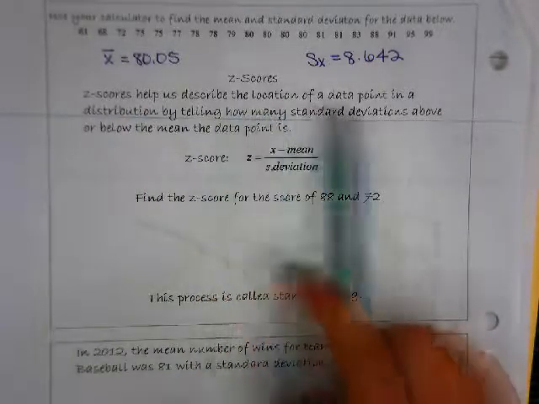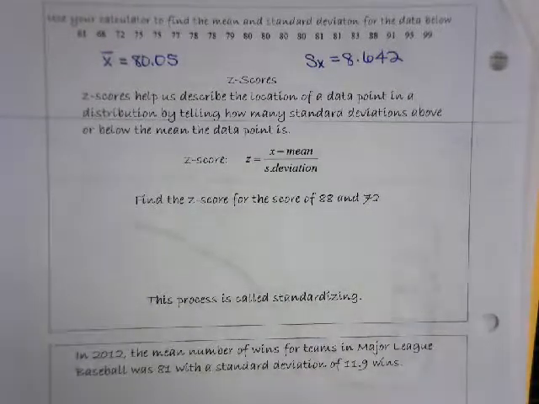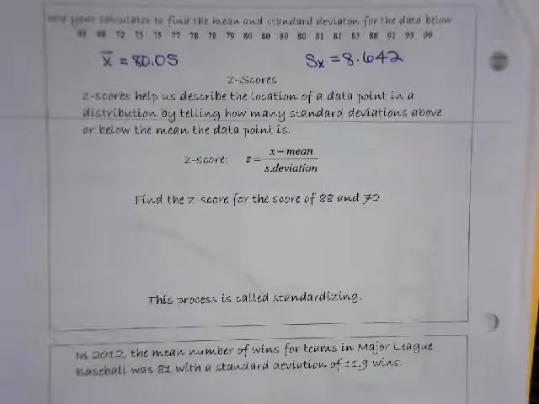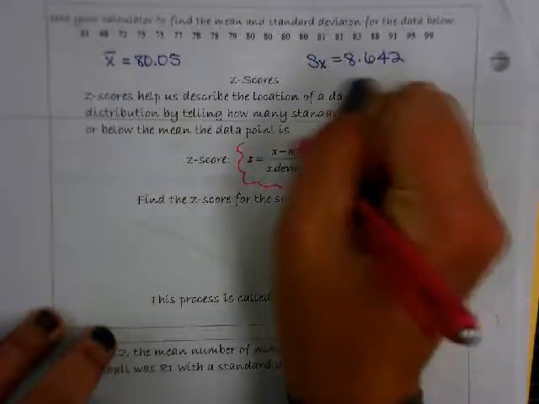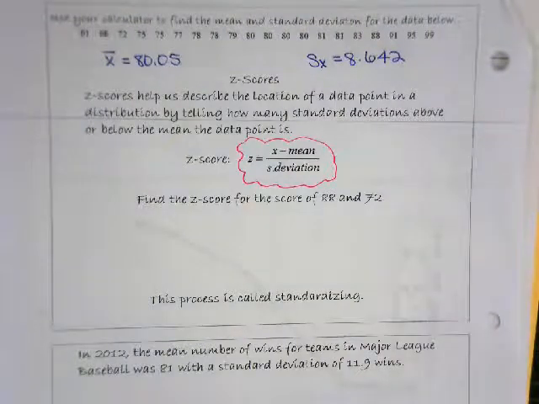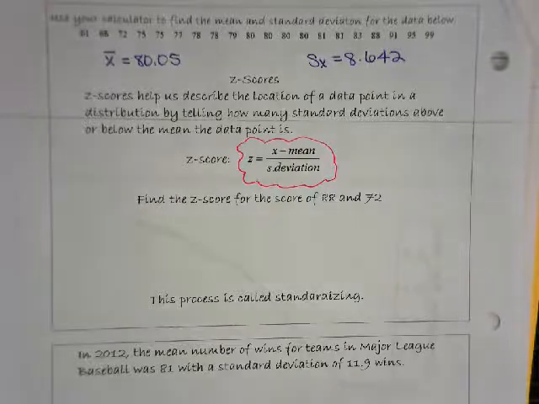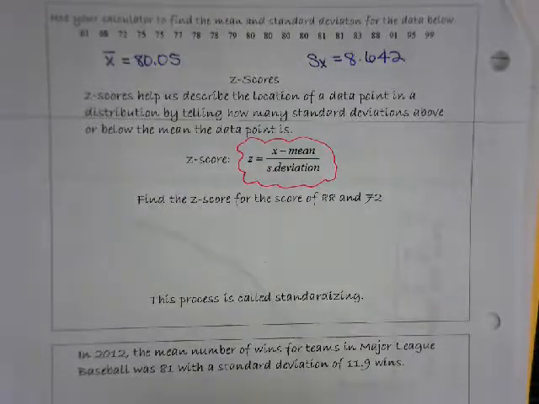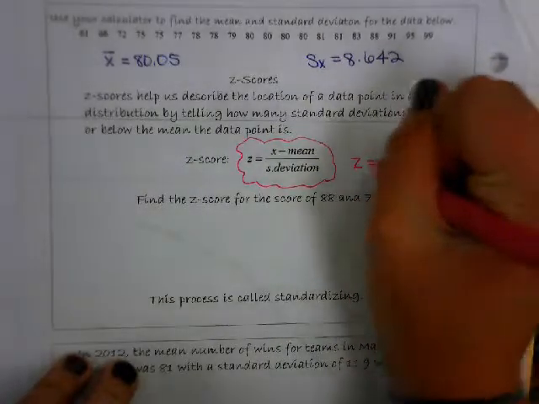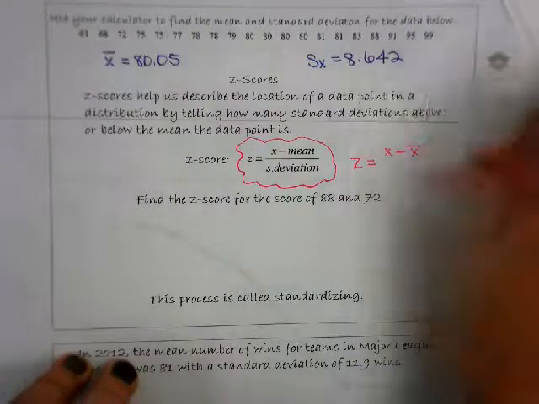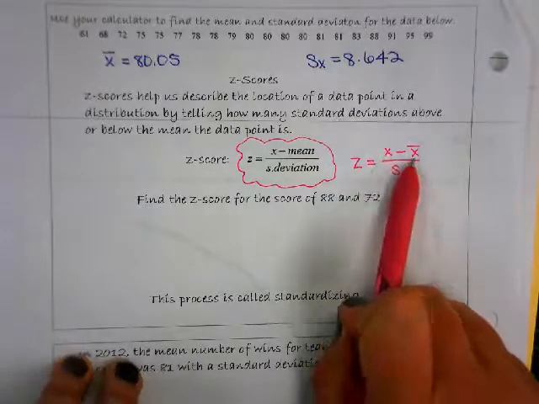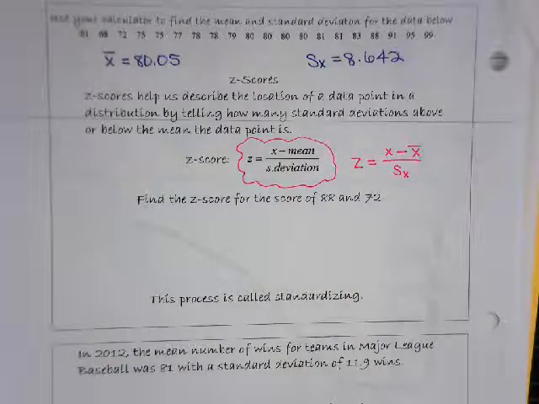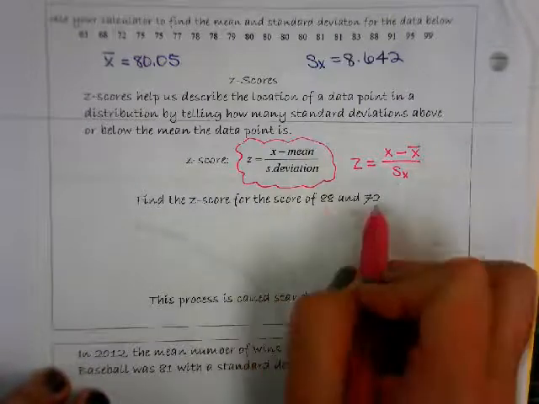Z-scores help us describe the location of a data point in a distribution by telling us how many standard deviations above or below the mean that data point is. The formula for finding a z-score is z equals x minus mean divided by standard deviation. X is just your observation, the actual piece of data you're finding the z-score for. You might also see it like this on the AP formula sheet. x is the data point, x bar is your average, s sub x is your standard deviation. So we're going to find the z-scores for the scores of 88 and 72.